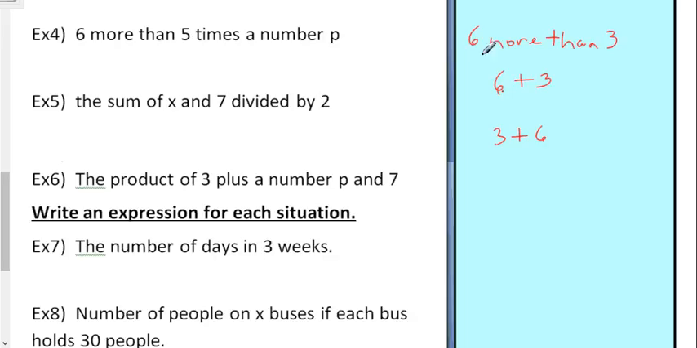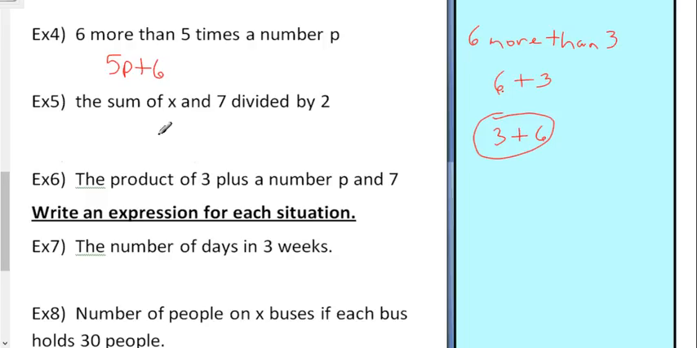Well, in this case, you're starting with 3 because you're getting 6 more than what you started with, 3. So in this case, it's 3 plus 6. Let me say that again. You're getting 6 more than the 3 that you already had. You started with 3, and you get 6 more, so it's 3 plus 6. Okay? So let's do this one. 6 more than 5 times the number p. Well, am I starting with 6, or am I starting with 5p? Well, I'm starting with 5p, and I get 6 more, so it's 5p plus 6. Okay? Hope that makes sense to you.